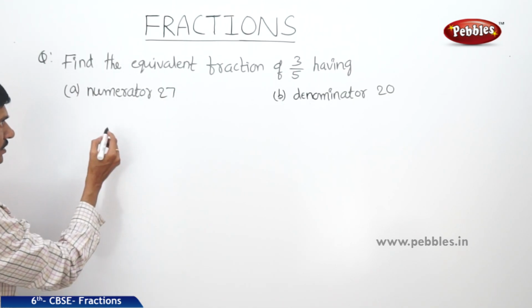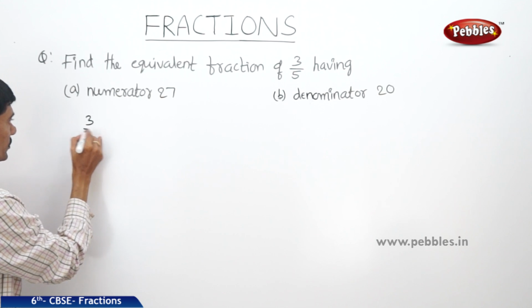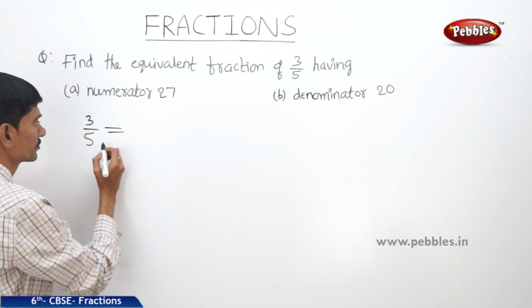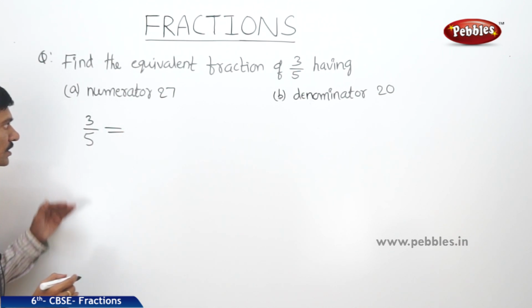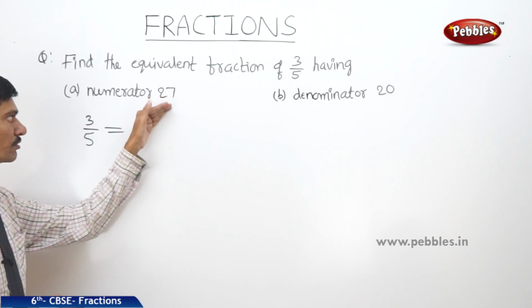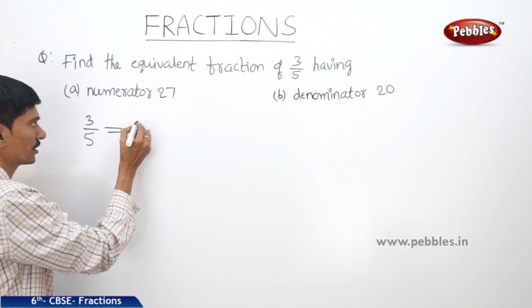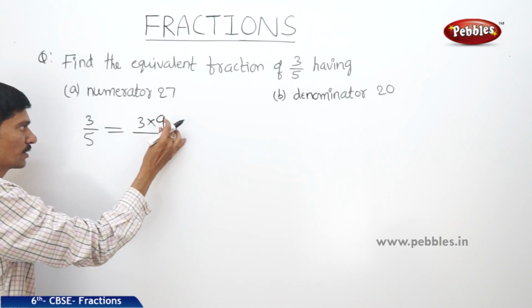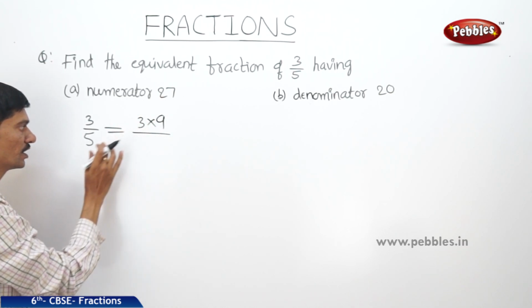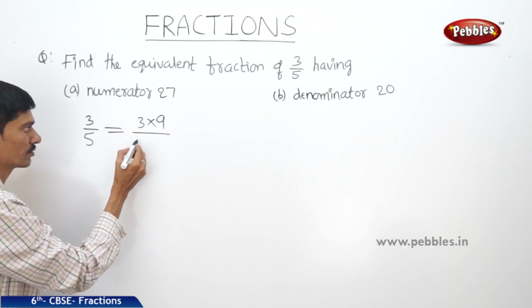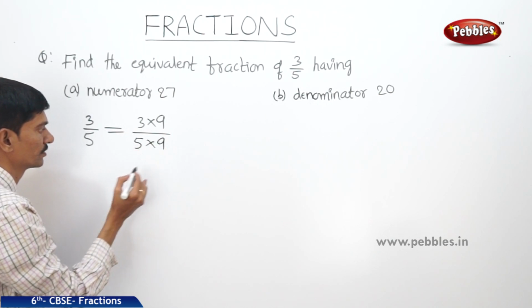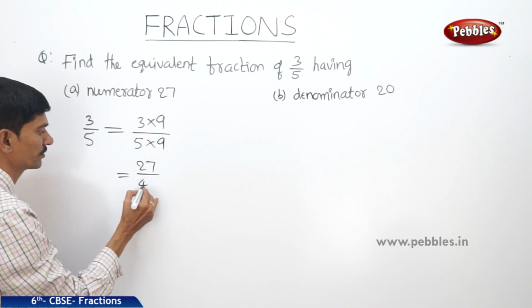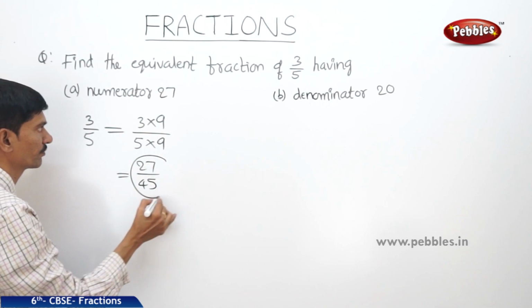So let us take the first given fraction, 3 by 5 equals to, where the numerator is given as 27. We have to check 3 how many times make 27. Obviously we know that 3 9s are 27. So when the numerator is multiplied by 9, the denominator is also multiplied by the same number 9. So here we take 5 into 9. This equals 3 9s are 27 by 5 9s are 45. So the fraction is 27 by 45.